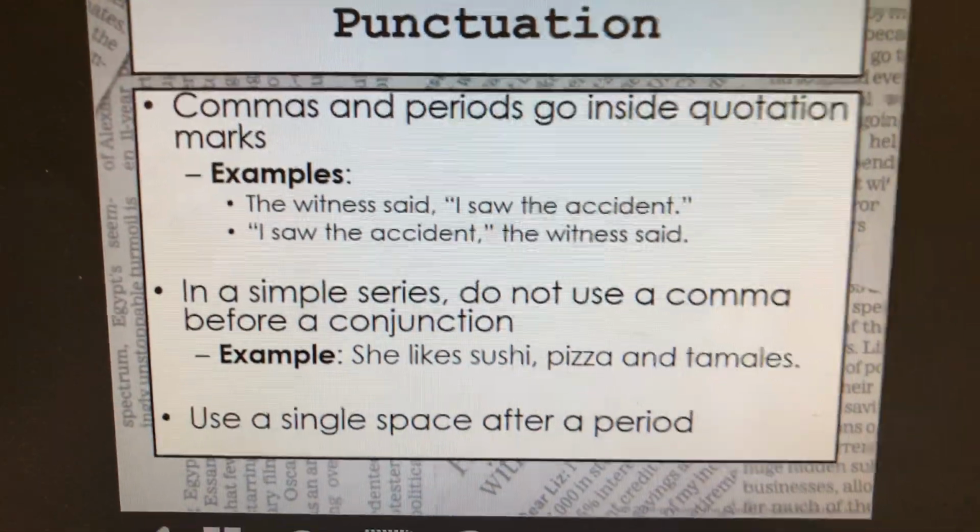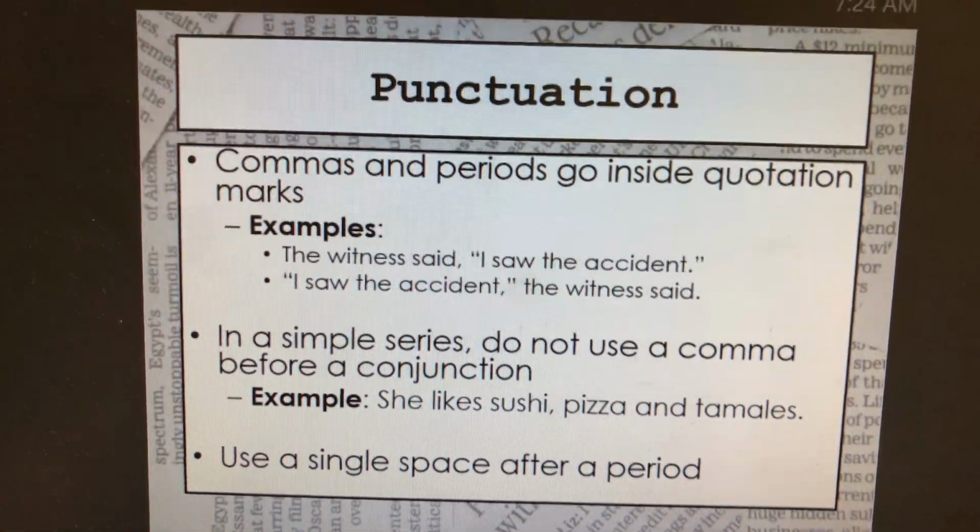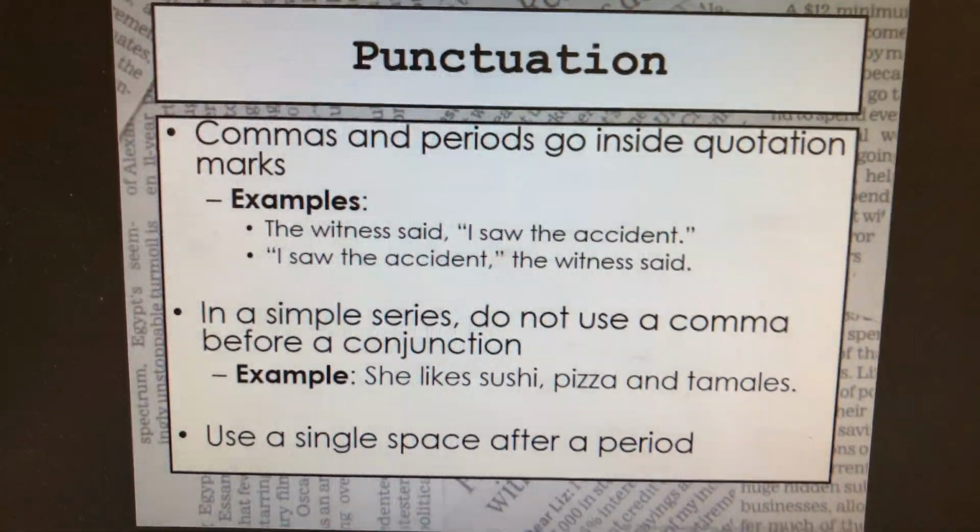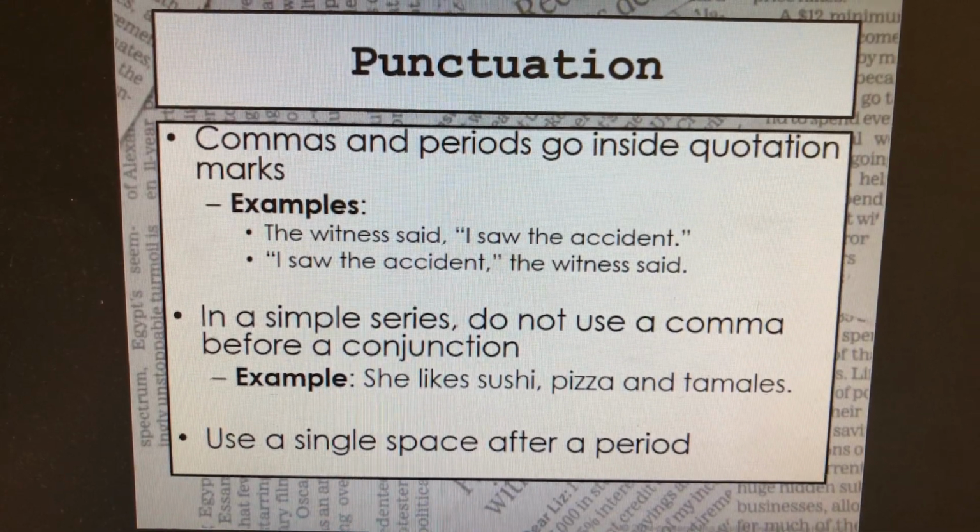Again, a tag is just that bit of a sentence that tells us who said what quote. And so in this case, our tag is the witness. The witness said.